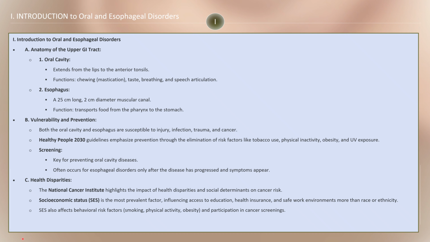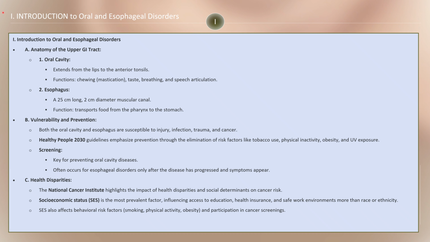Introduction for oral and esophageal disorders. In the introduction, we have the anatomy of the upper GI tract. It's the oral cavity, which extends from the lips to the anterior tonsils. The functions are chewing, mastication, taste, breathing, and speech articulation. The esophagus is a muscular canal, 25 centimeters long and 2 centimeters in diameter. Its function is to transport food from the pharynx to the stomach.